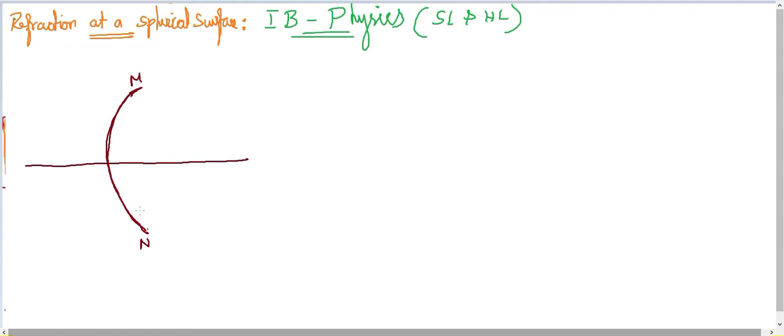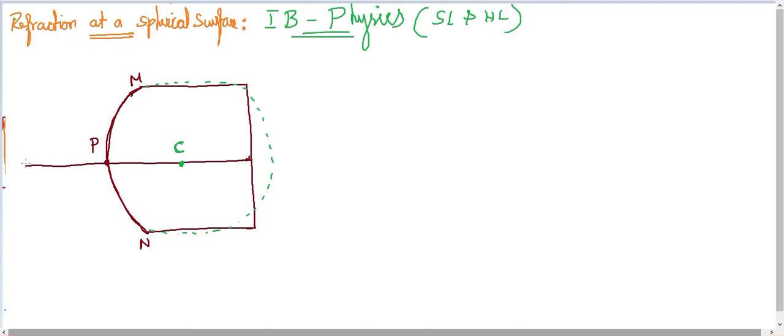MN. In this part, the center part of the spherical surface is P. Okay, so we'll make it like this. Suppose if you mark it as an imaginary sphere, it will have its center, right? So this is the center. PC is called the radius. Okay, fine.